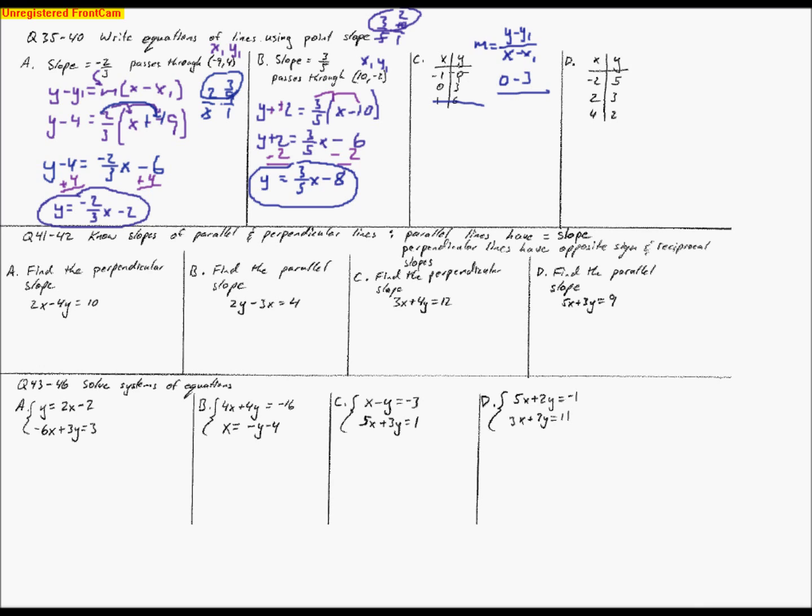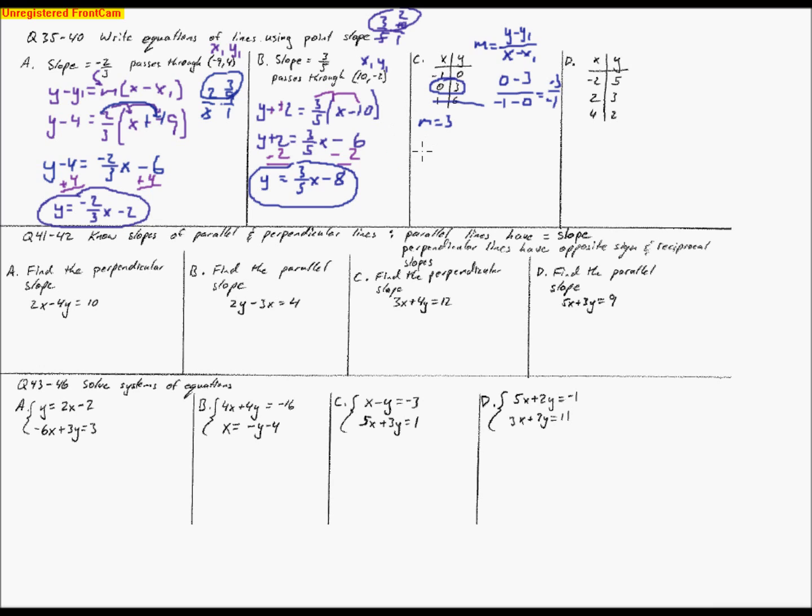Now, since I started with 0, I got to start with negative 1 minus 0. You do that work there, and we end up with just a negative 3 over negative 1, which just reduces down to 3. So m is 3. So from there, just pick one of the points. Oh, it doesn't matter which one. This one's the easiest one right here.